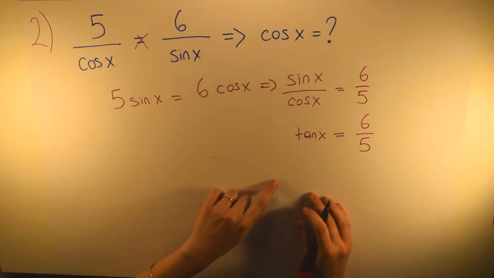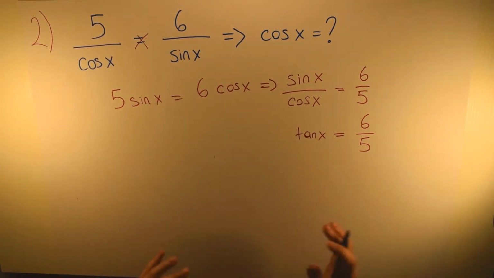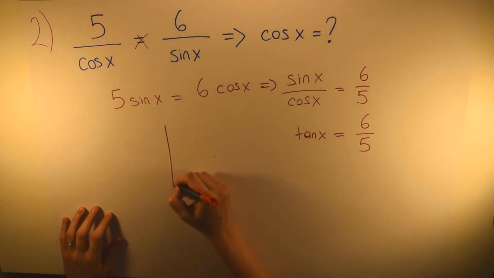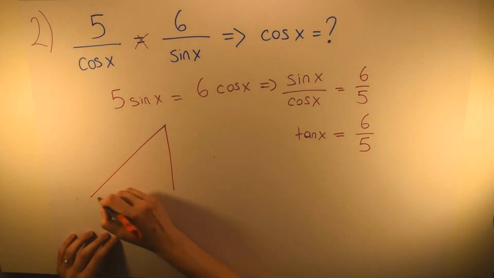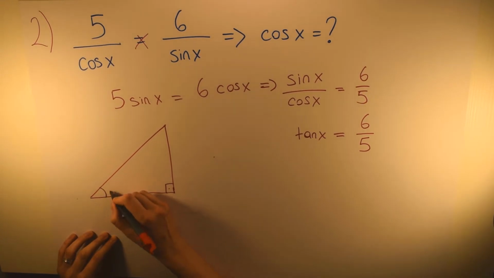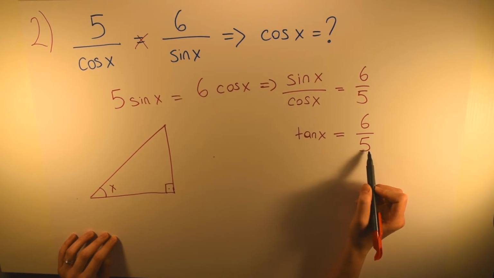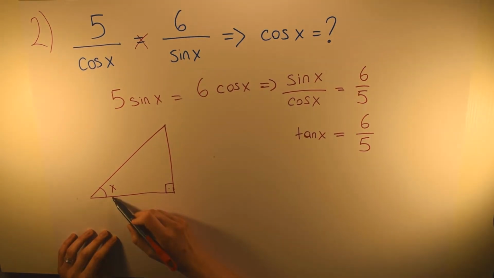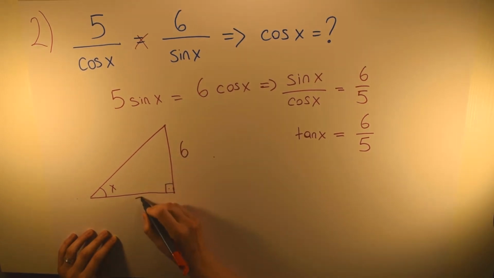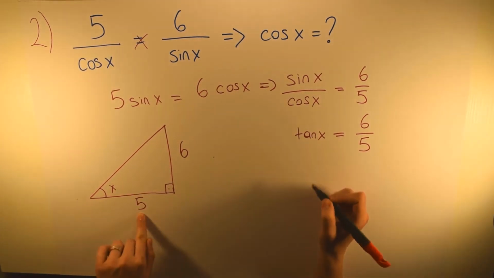In this kind of question, it is better for you to draw your right triangle to see the angles and to find the other trigonometric functions. Let's draw our right triangle here. Let's say here is our x angle. Our tangent x is equal to 6 over 5, which means opposite side over adjacent side. Tangent is equal to opposite side over adjacent side.